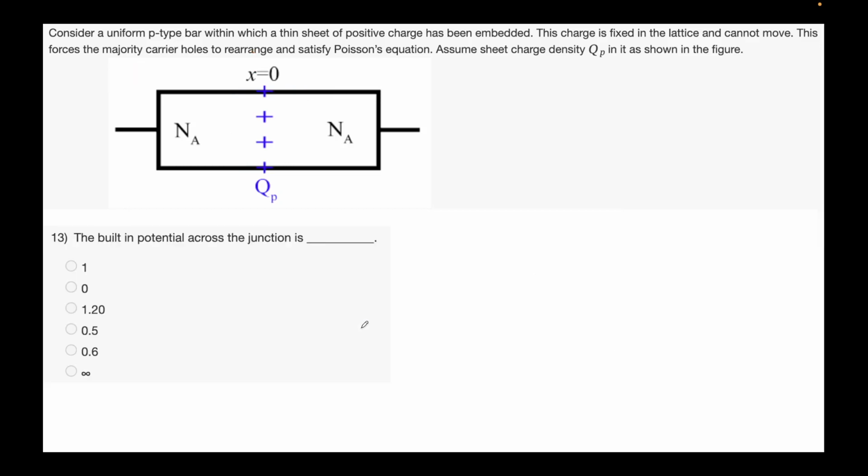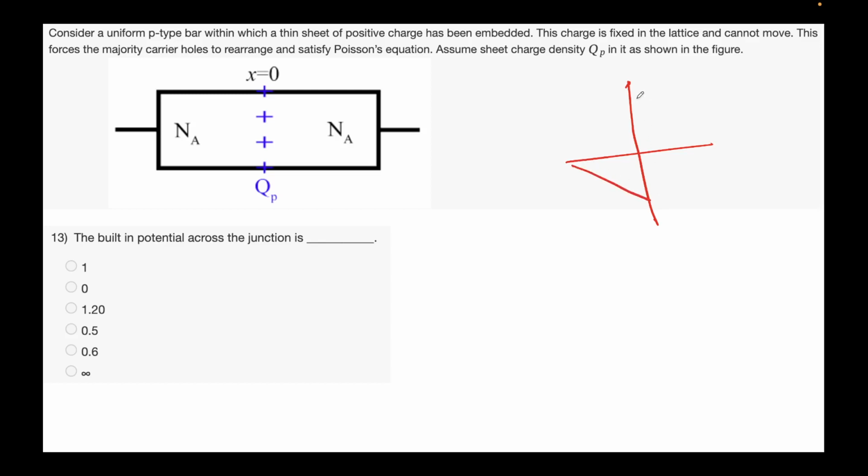The second part says: the built-in potential across the junction is. Now that's an interesting problem. You see, it's the abrupt junction formula that we have, and these are not applicable here. That's true for a PN junction, where there was no charge embedded like this. So how do we approach this?